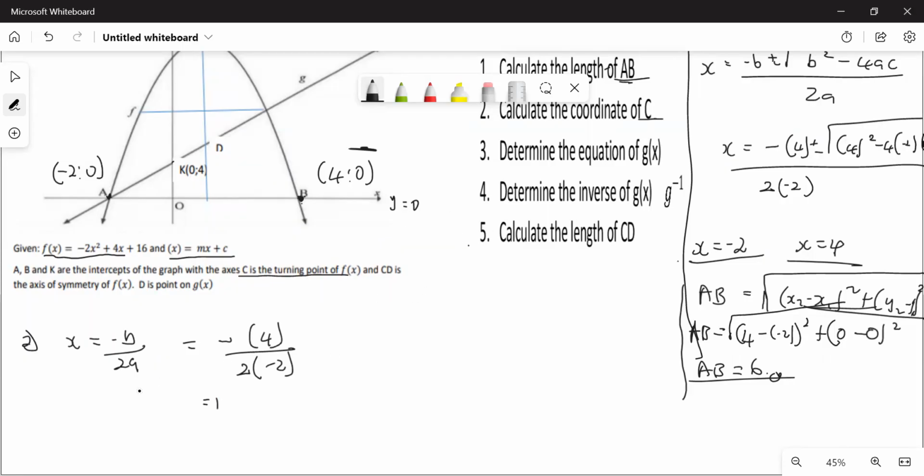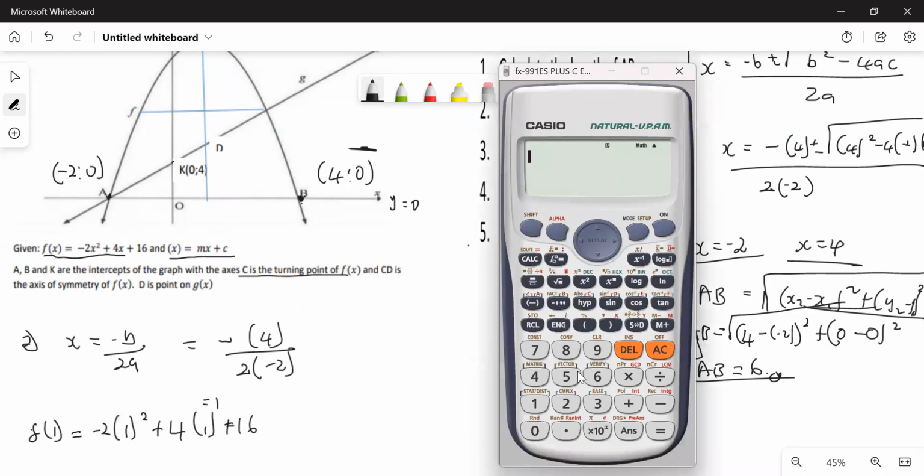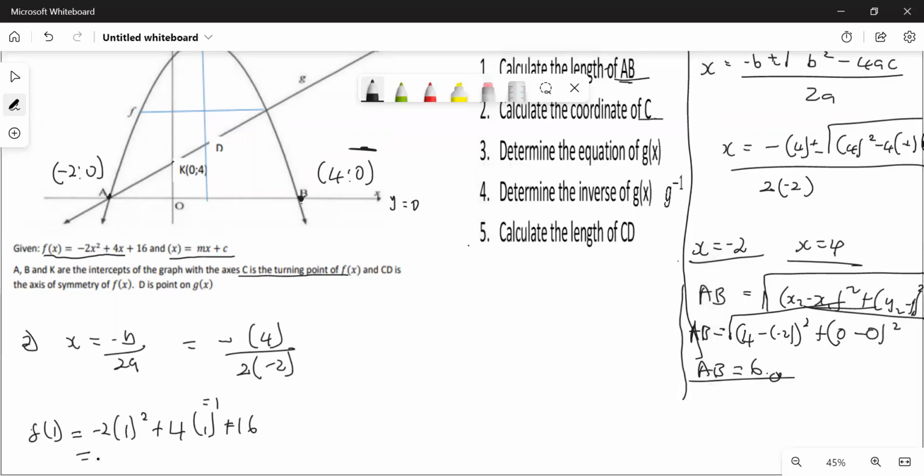What else do we want? We want to get the y coordinate. So we're going to say f of 1, meaning everywhere we see x, we're going to put 1. Then we'll have minus 2, instead of x we put 1 squared, plus 4 multiplied by 1, plus 16. If you type minus 2 open bracket 1 close bracket all squared, plus 4 multiplied by 1, plus 16, and then say equals, it gives you what?